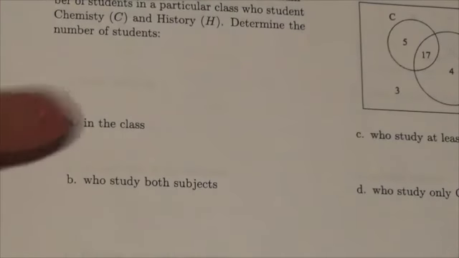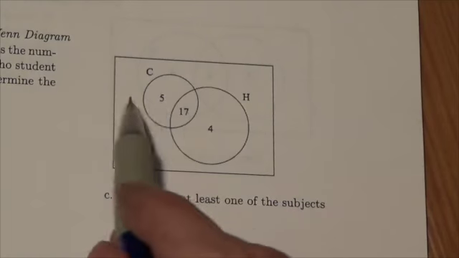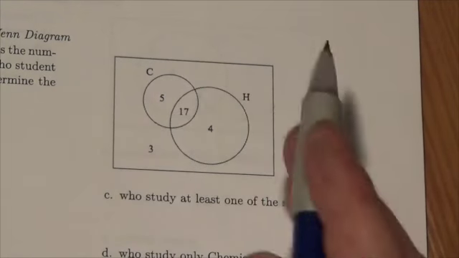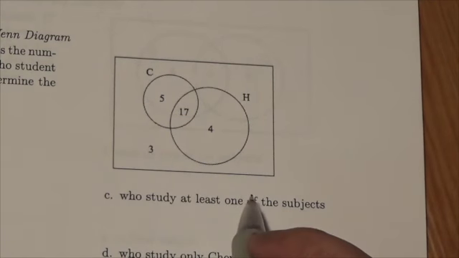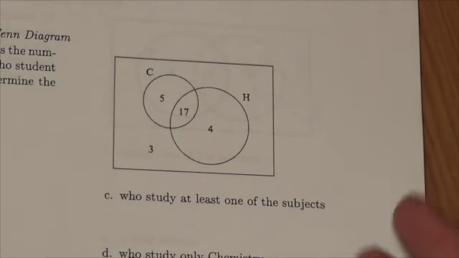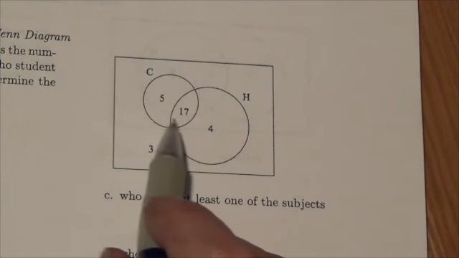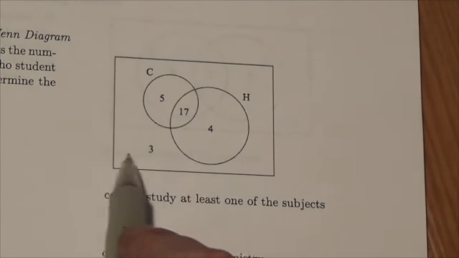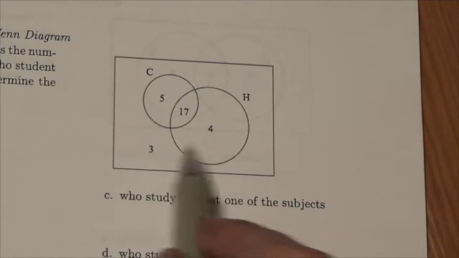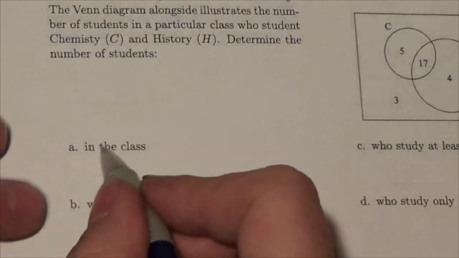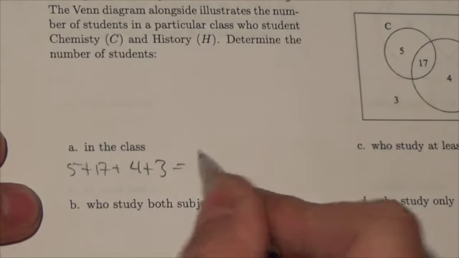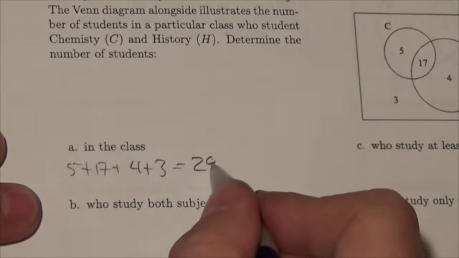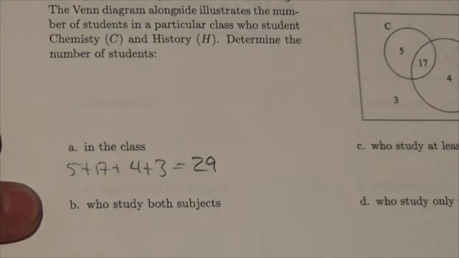So when the question says in the class, we recognize that this square here represents the class. Okay? And so everybody in these numbers here encompasses the entire class. So you're either in chemistry, both, just history, or you're in this little group here that doesn't do either of those. You add those all together, okay? And so this is going to be 5 plus 17 plus 4 plus the outside 3, and that gives you a total of 29 people in that class.